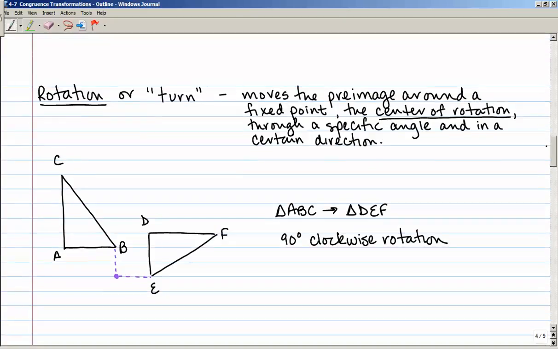And the third type is a rotation or a turn. This moves the pre-image around a fixed point, which is called the center of rotation, which is this purple dot right here, through a specific angle and in a certain direction. So triangle ABC was rotated 90 degrees clockwise to end up with the image DEF.